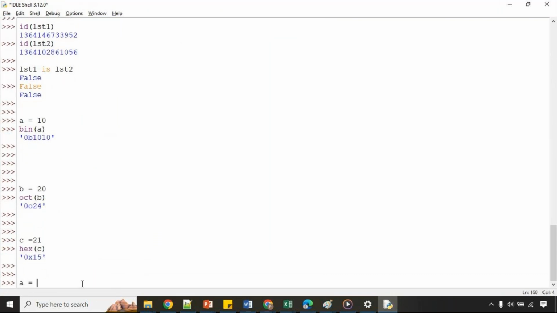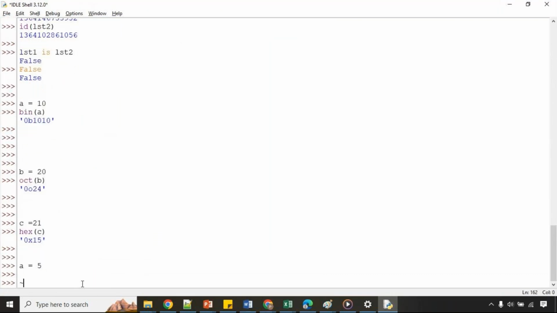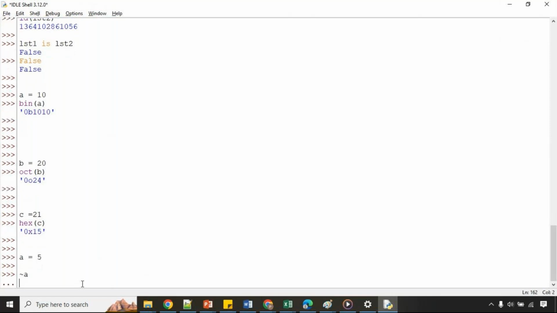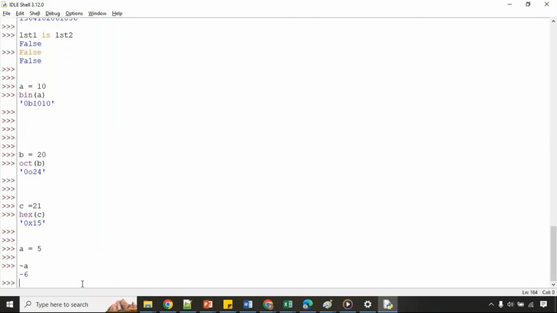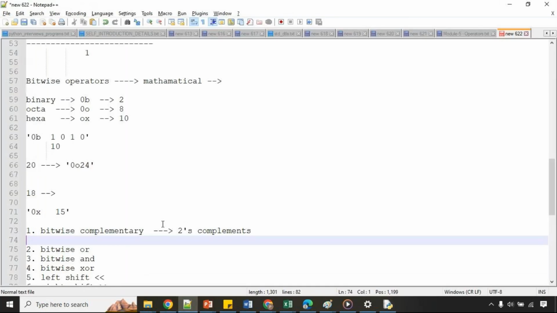A equal to 5. Bitwise ~A gives 6. The formula is minus of n plus 1, minus of n plus 1. So here this gives the complementary value, which is a two's complement value. If you give A equal to 5.